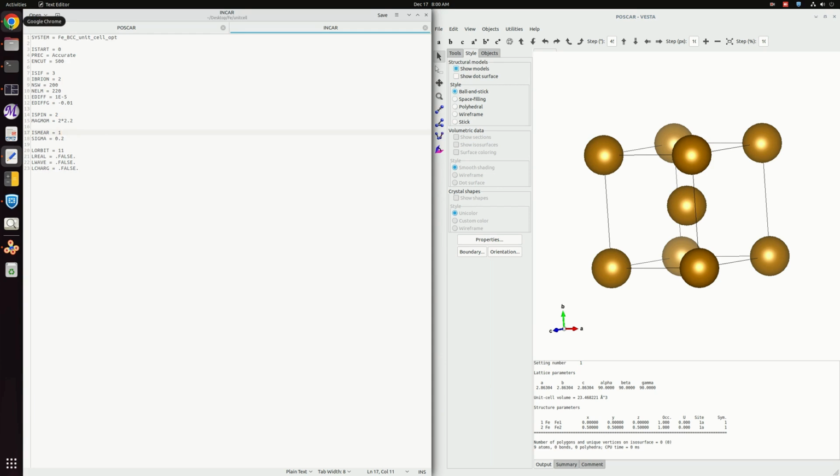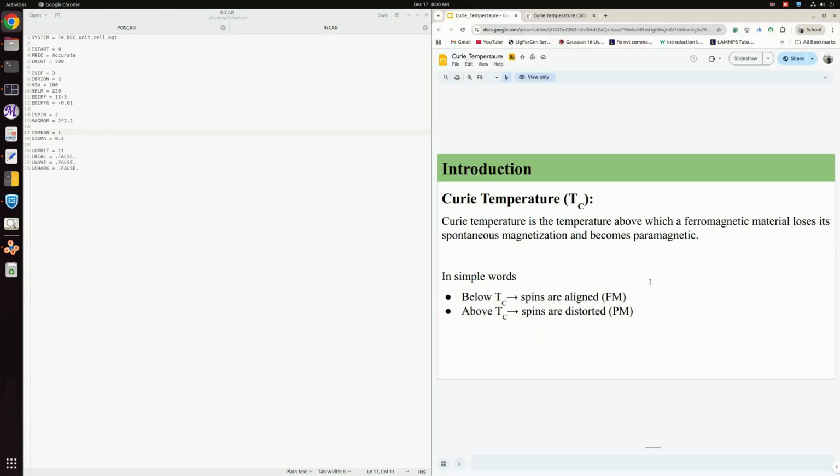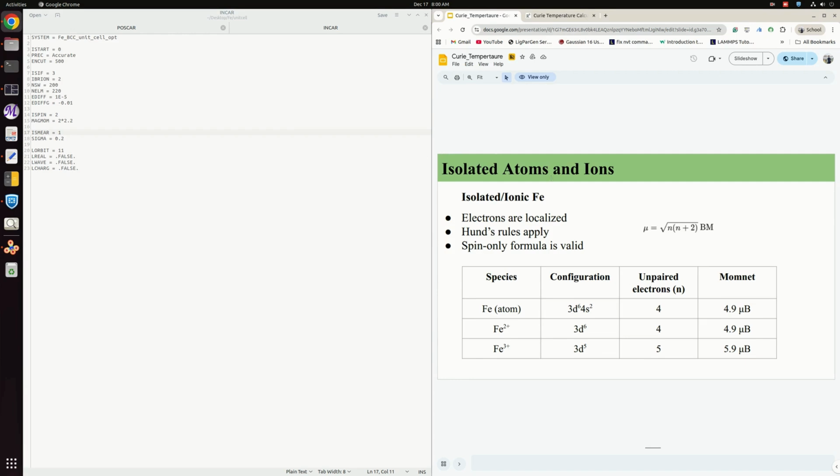First, if we talk about isolated atoms and ions, the electrons are localized in that case, and they also obey Hund's rule, and the spin only formula is valid here. For this kind of atoms or ions, we can calculate the magnetic moment using this formula, where mu is equal to the square root of n times n plus 2, in Bohr magneton units.